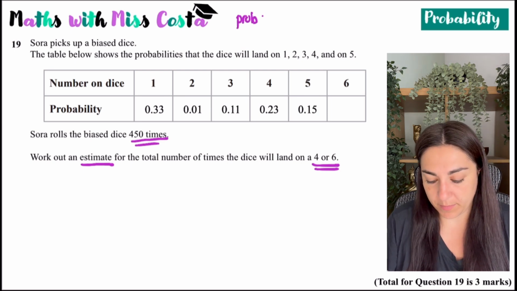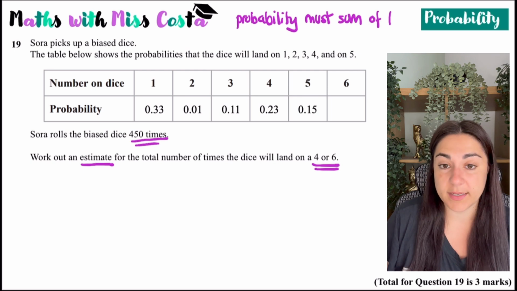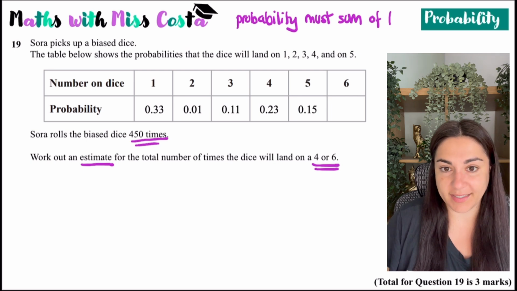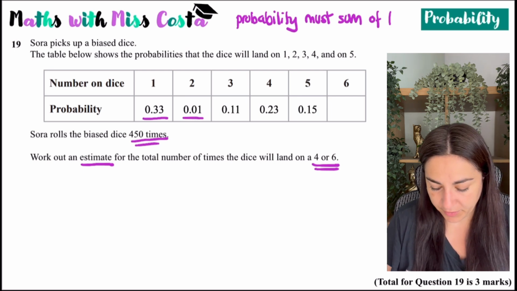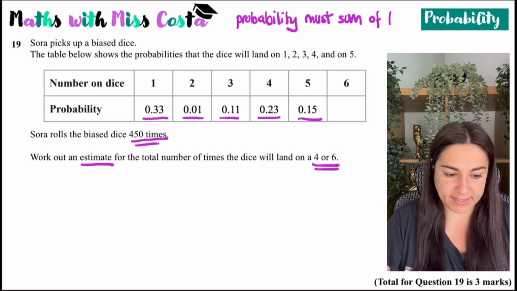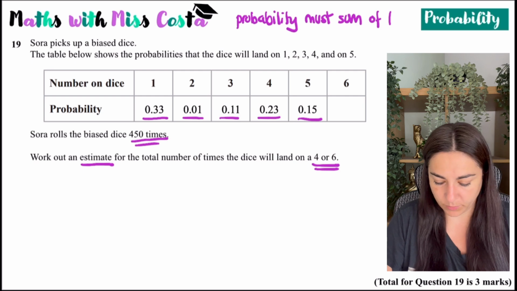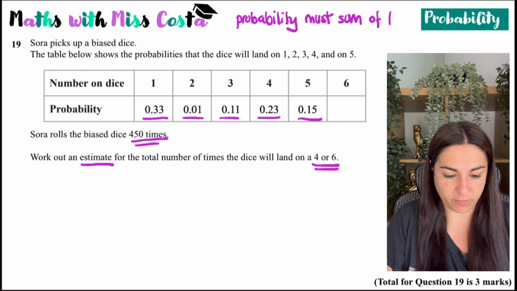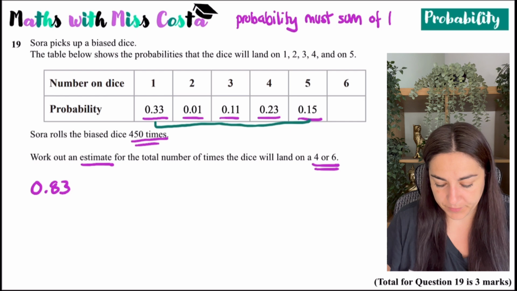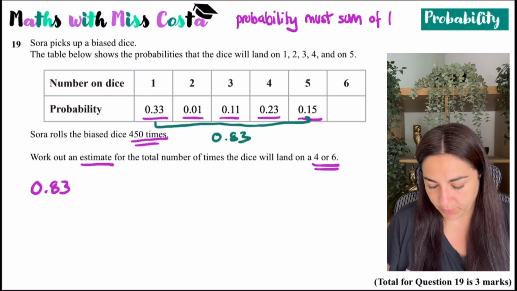First of all, remember that probability must sum to 1. So the probability of rolling any of these numbers on the dice must all add to 1. So the first thing I can do is figure out what all of these add up to. If I did 0.33 plus 0.01 plus 0.11 plus 0.23 plus 0.15, that gives me 0.83. So I know that all of this sums to 0.83.